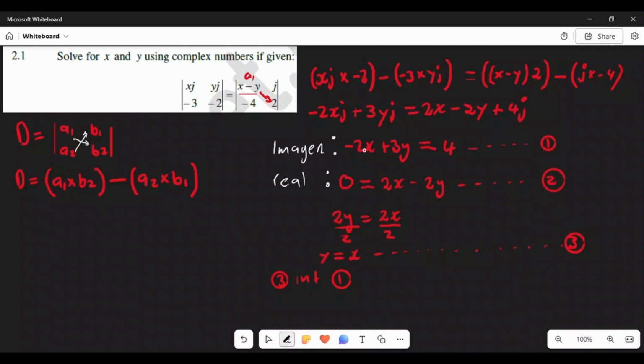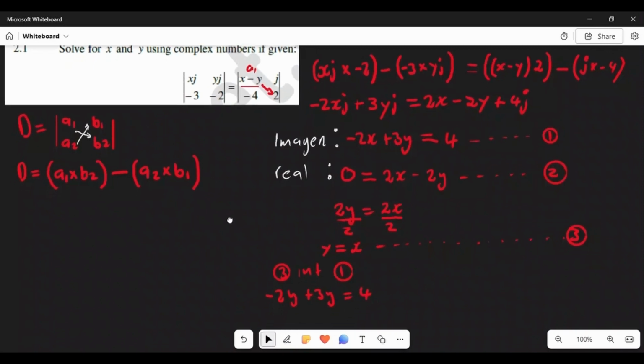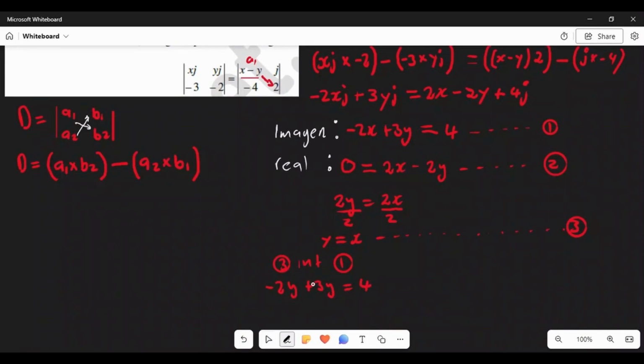So we have negative 2x. Instead of writing negative 2x, I'm just going to write negative 2y. Remember, wherever there is x, I put y, plus 3y. This is equal to 4. Now when you look at this, guys, let me create a bit more space here. You can see these are like terms. We have negative 2y plus 3y. You're going to have y on your left hand side, and on your right hand side we have 4. Therefore y is equal to 4.